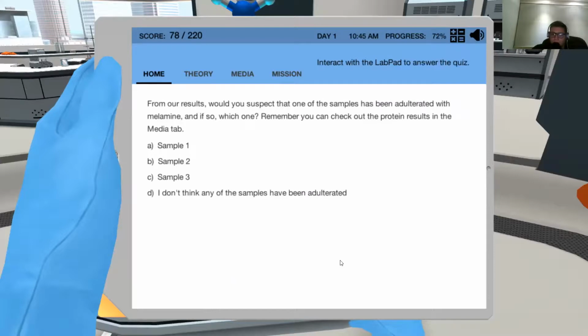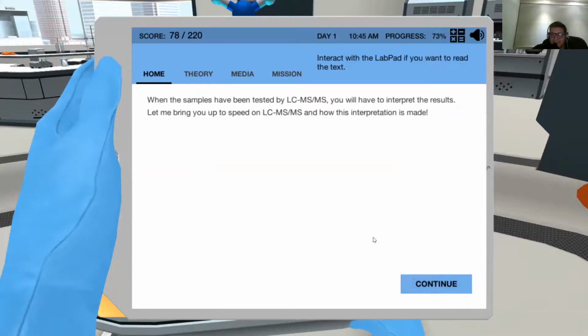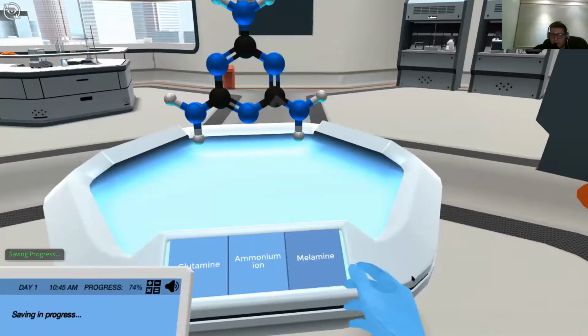From our results, would you suspect that one of the samples has been adulterated with melamine, and if so, which one? Remember, you can check out the protein results in the Media tab. Interesting guess. Let's see what the LC-MS analysis will reveal. When the samples have been tested by LC-MS, you will have to interpret the results. Let me bring you up to speed on LC-MS and how this interpretation is made. Go to the display on the wall.